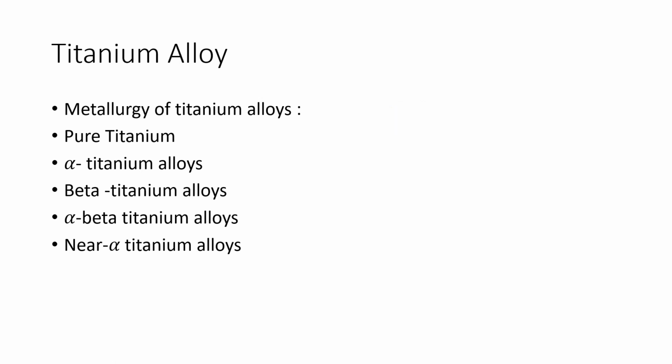Titanium alloy, in terms of metallurgy of titanium alloys, can be categorized into a few categories. Number one is pure titanium. Secondly is alpha titanium alloys. Number three, beta titanium alloys. Then alpha beta titanium alloys. And finally, near alpha titanium alloys.